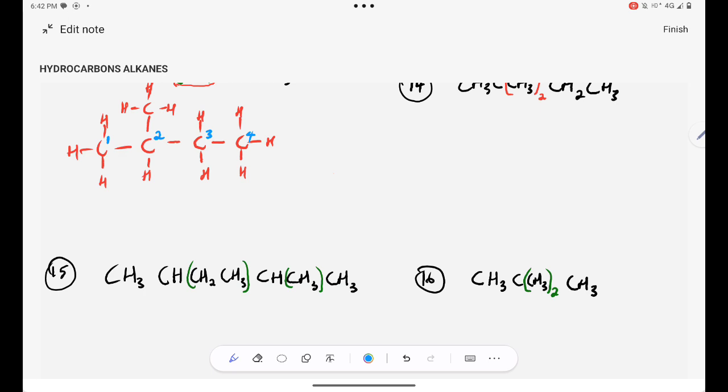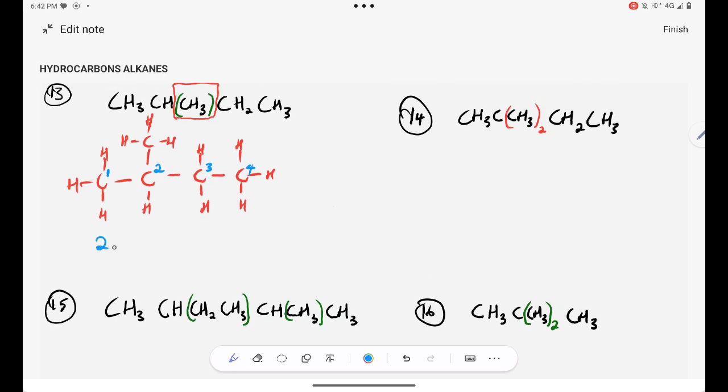So the IUPAC name of this will simply be 2-methyl, and then my parent chain has 4 carbons, so that's 2-methylbutane.